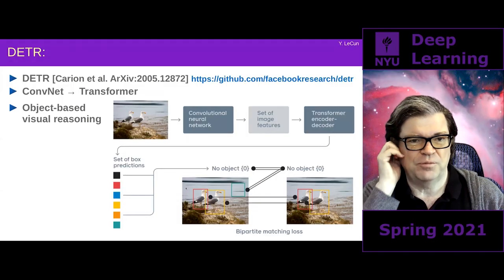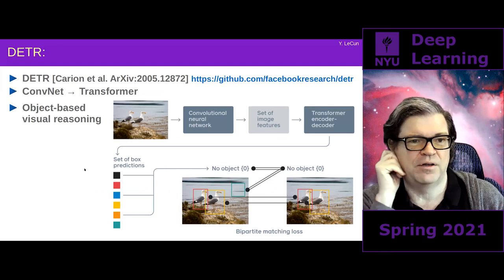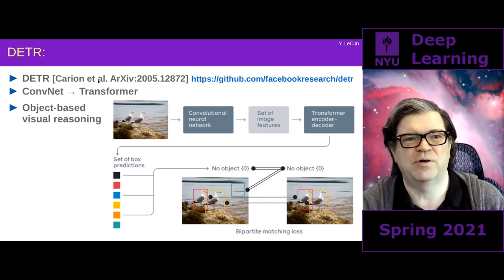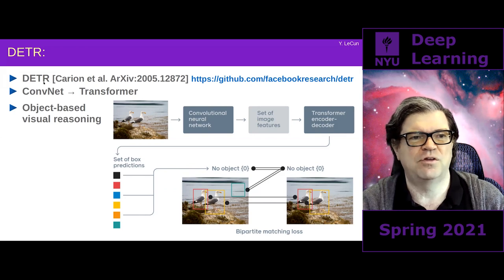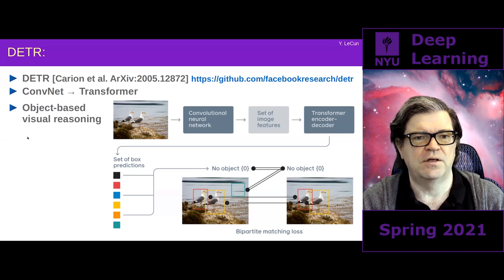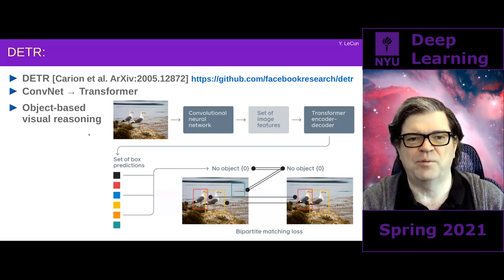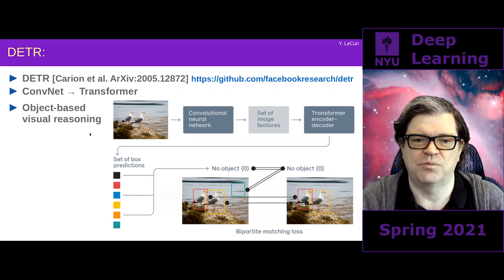Here is a simple example. This is a system by Nicolas Carion, who is actually a postdoc at NYU right now, but he did his work during his PhD in Paris. He was actually at Facebook during his PhD. And it's called the DETR system. It's probably one of the best performing vision systems at the moment.